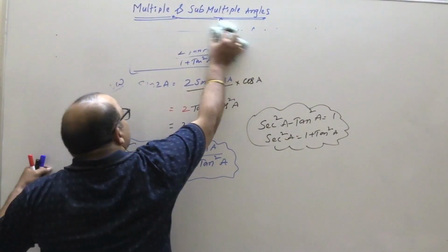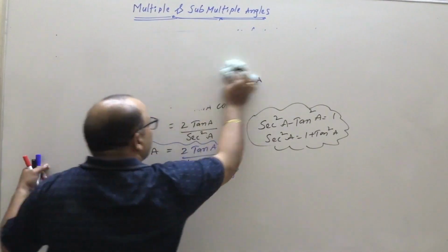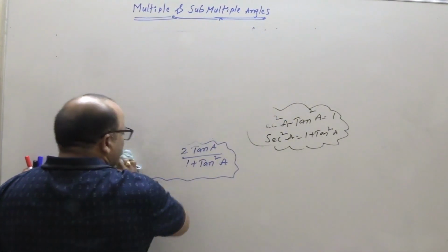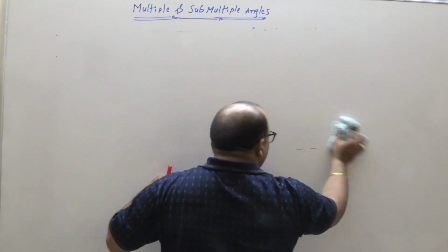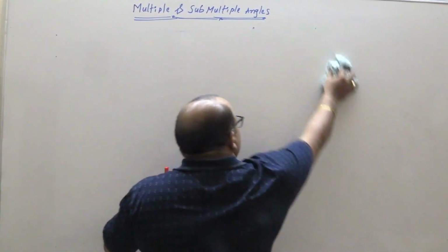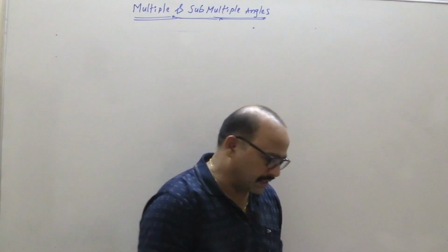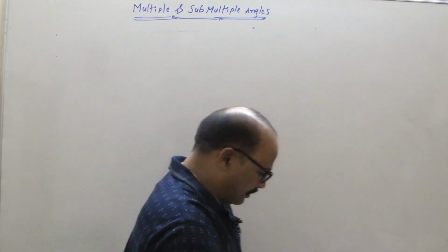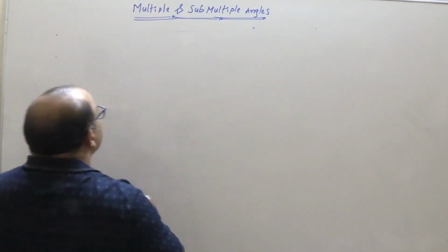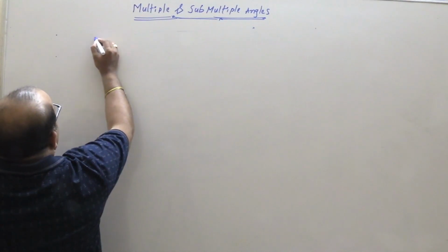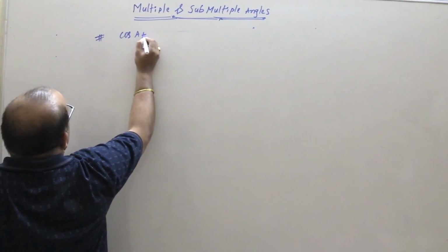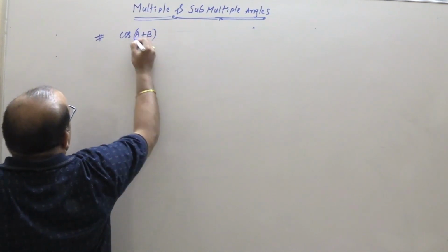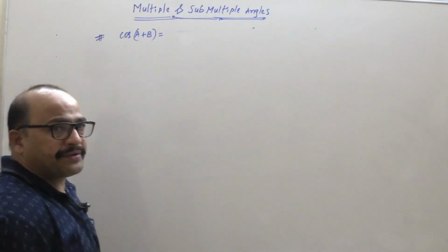The next formula is a very important formula, cos 2a. Sin 2a, cos 2a, tan 2a. Now I am going to prove it in today's class lecture. First of all, before that, what is the cos of a plus b, students? Cos of a plus b formula.